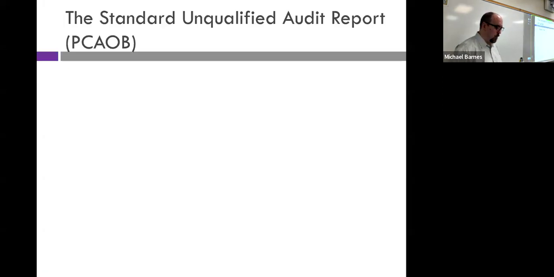So the first part is pretty easy, report title. And the report title is pretty boilerplate. It has the same exact vernacular every single time we're going to see it: Report of the Registered Independent Auditor.